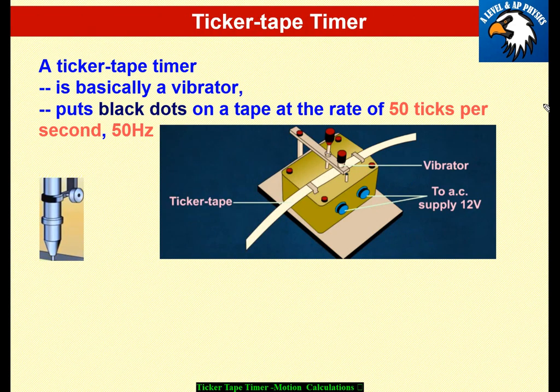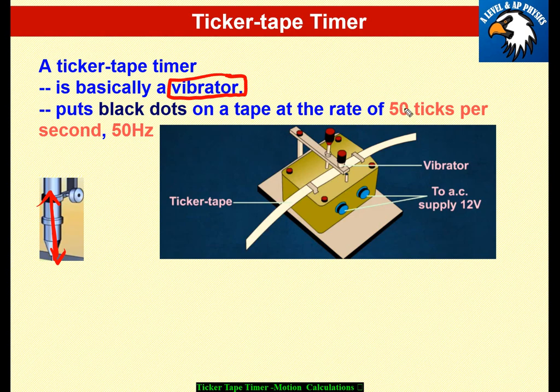Let's try to understand what is a ticker tape timer. Ticker tape timer is basically a vibrator, as you can see here. It is given to you. It's a vibrator, as you can see on this picture, means that something is moving up and down with a certain frequency. So that is an example of vibrator. And as ticker tape timer is also basically a vibrator, it has its own certain frequency.